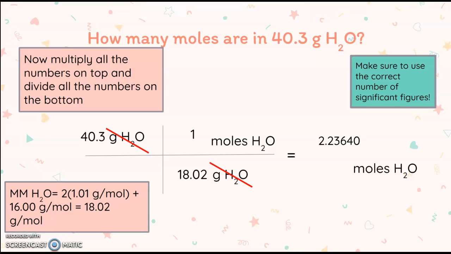Don't forget to use the correct number of significant figures. We are just multiplying and dividing here. When you multiply and divide significant figures, you are going to go with the one that has the least number of significant figures. In this case, that's the 40.3. There's 3 sig figs. So our answer should also have 3 sig figs. 2.23. However, if you look at the next number after that 3, it's a 6, which means that we are going to round that 3 up to a 4, making 2.24 moles of H2O. And that should have been the answer that you got.